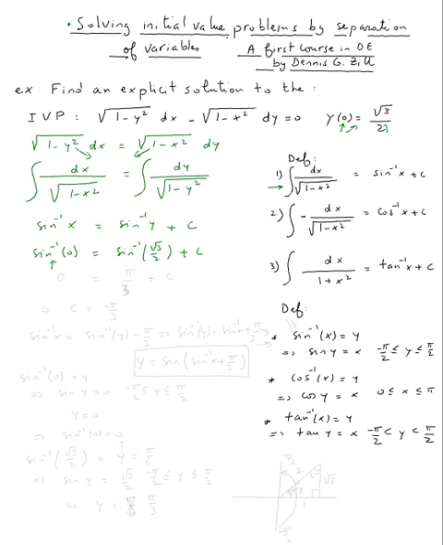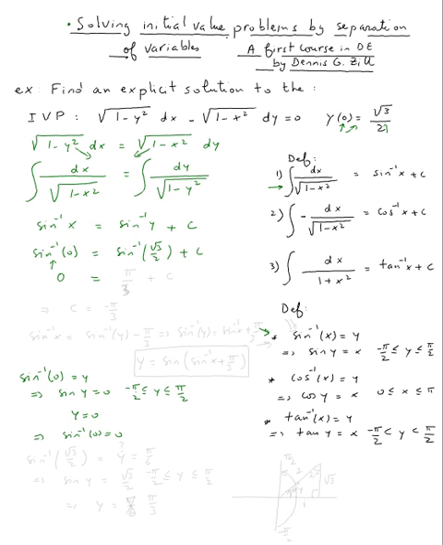Now again, we're going to use this definition. How do we find sine inverse of 0? Sine inverse of 0 equals y means sine of y equals 0, and then we want the y to be between negative pi over 2 and pi over 2. So we know y is 0, so therefore sine inverse of 0 is 0. So I'm going to write 0 here.